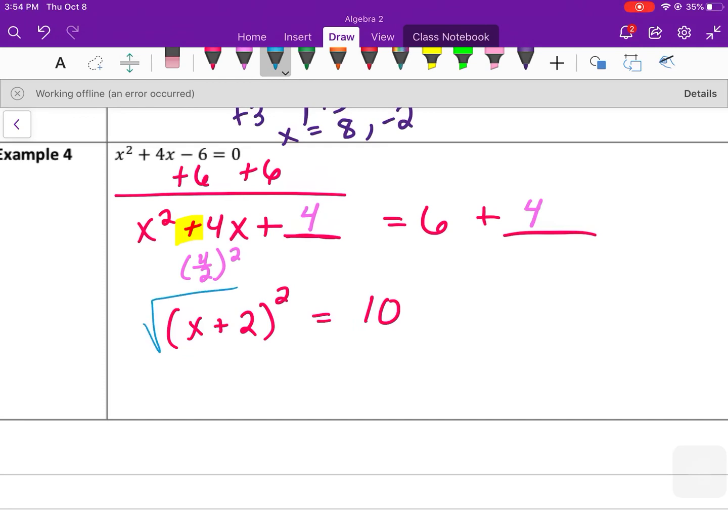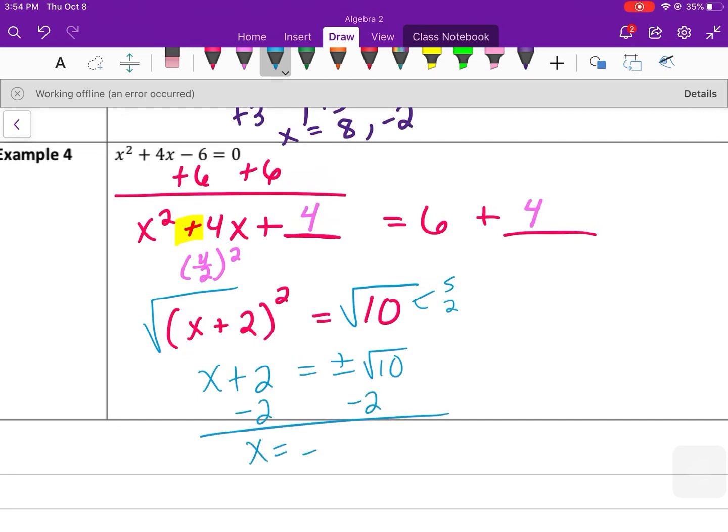Then finish solving by square rooting both sides, and we get x plus 2 equals plus or minus the square root of 10. 10 is 5 times 2, so we can't break that down. Finish it off by subtracting 2 from both sides, so it's going to be x equals negative 2 plus or minus the square root of 10.